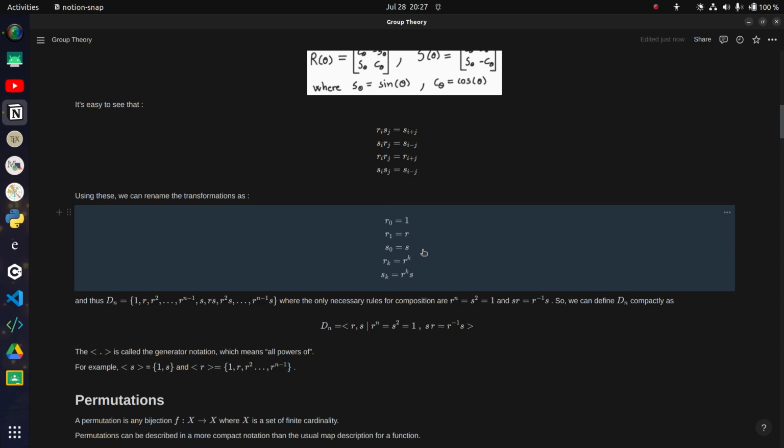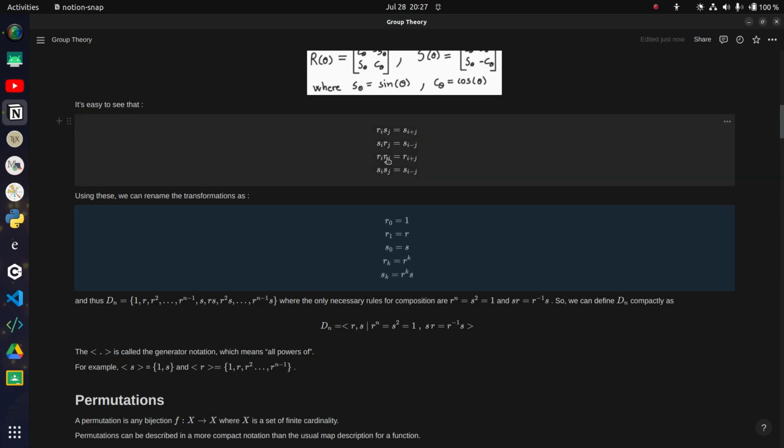So S0 is not 1. S0 is actually a reflection, so it can't be the identity element. And R sub k is R power k, which we can write because of this third equation over here. And you also have S sub k equal to R power k times S, and that's basically because of the first equation and because of associativity.